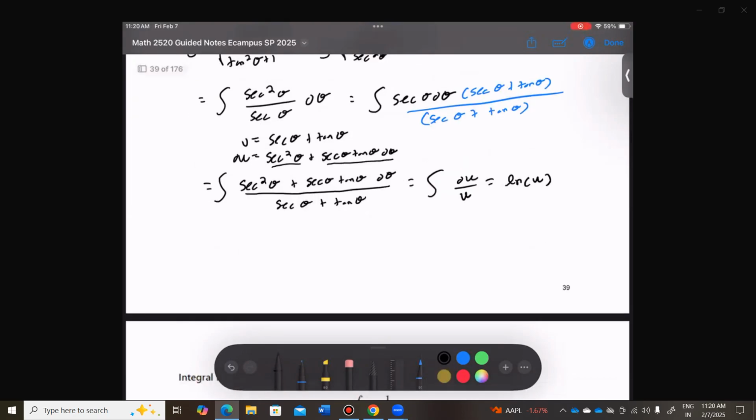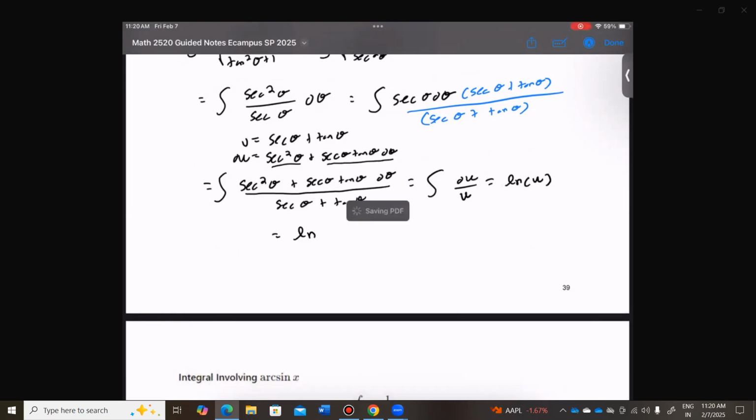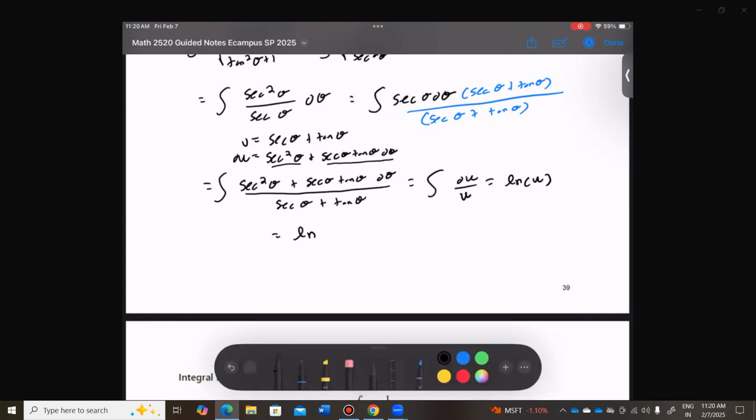So it boils down to a pretty straightforward integration. And then we let u equal back what we set it to. So this is the natural log of secant theta plus tangent theta plus c. These are the absolute value signs. I'm sorry, the natural log should always have absolute value signs. And then actually we won't go even farther back.